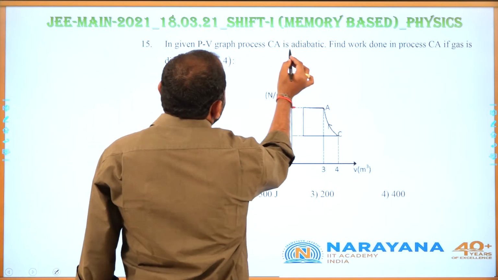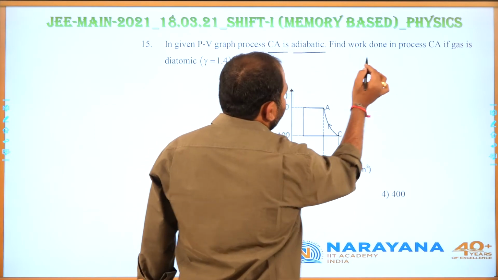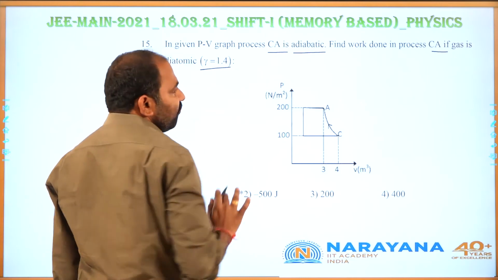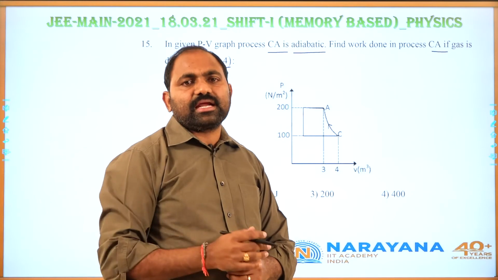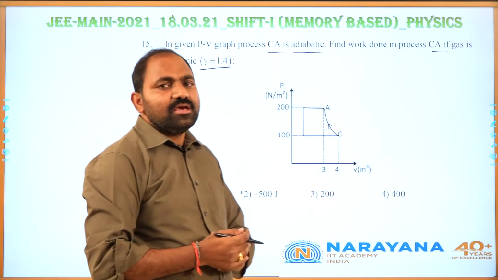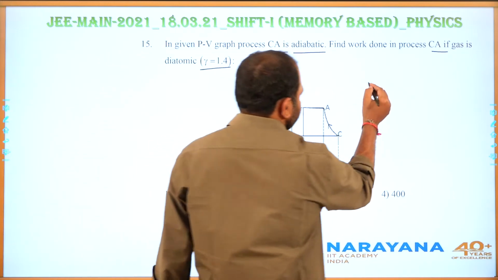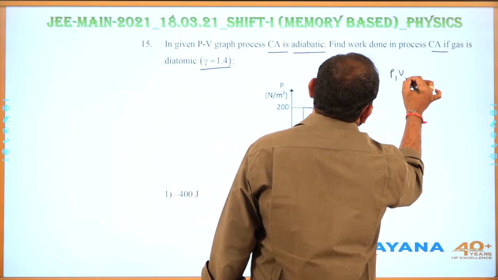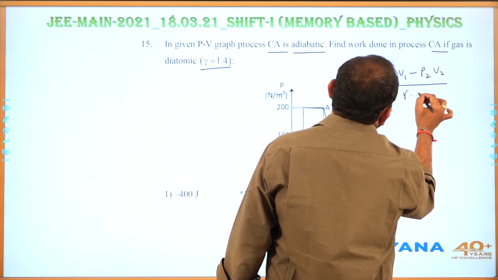In the given PV graph, process CA is adiabatic. It is mentioned C to A is adiabatic. Find the work done in process CA if the gas is diatomic. The value of gamma is mentioned. He is asking the work done in the adiabatic process. The general expression for work done by the system or by the gas in an adiabatic process is P1 V1 minus P2 V2 by gamma minus 1. Let us use that expression simply here. So work done in an adiabatic process is P1 V1 minus P2 V2 by gamma minus 1.